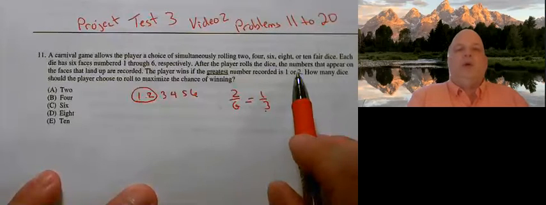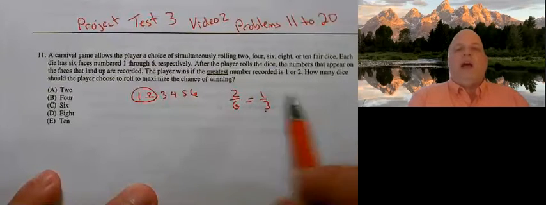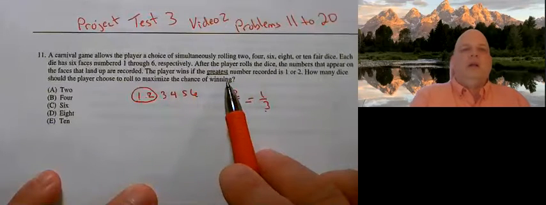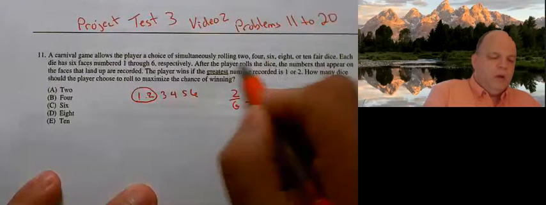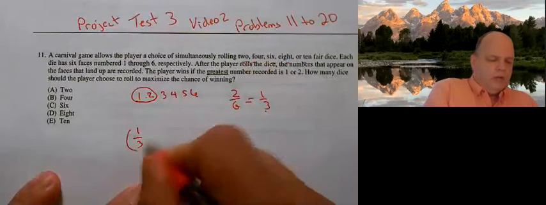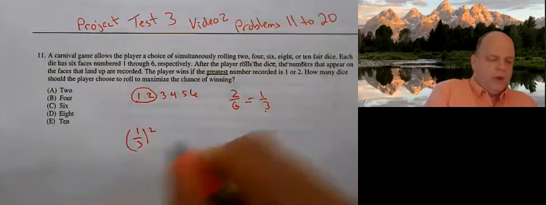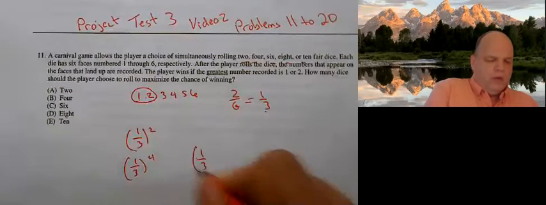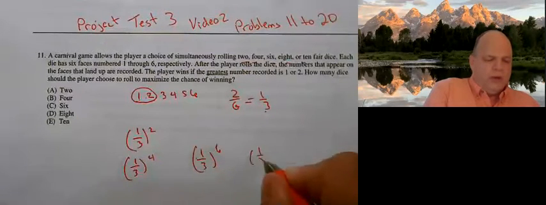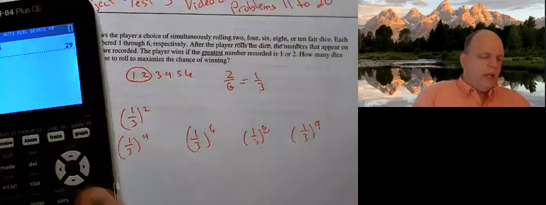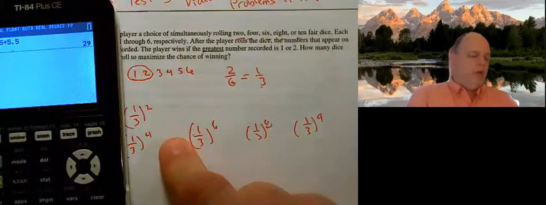But how many dice should we roll? What's going to give us the best chance? How many dice are there? 2, 4, 6, 8, or 10. So we can go 1/3 squared, or 1/3 to the 4th, or 1/3 to the 6th, or 1/3 to the 8th, or 1/3 to the 10th. Well, pretty quickly, we're going to recognize that our best chance of winning is with only 2 dice.